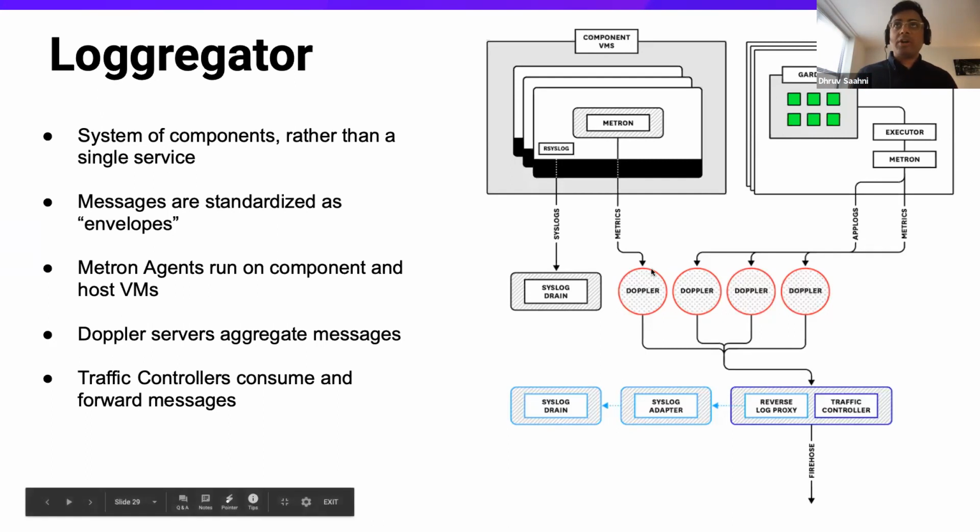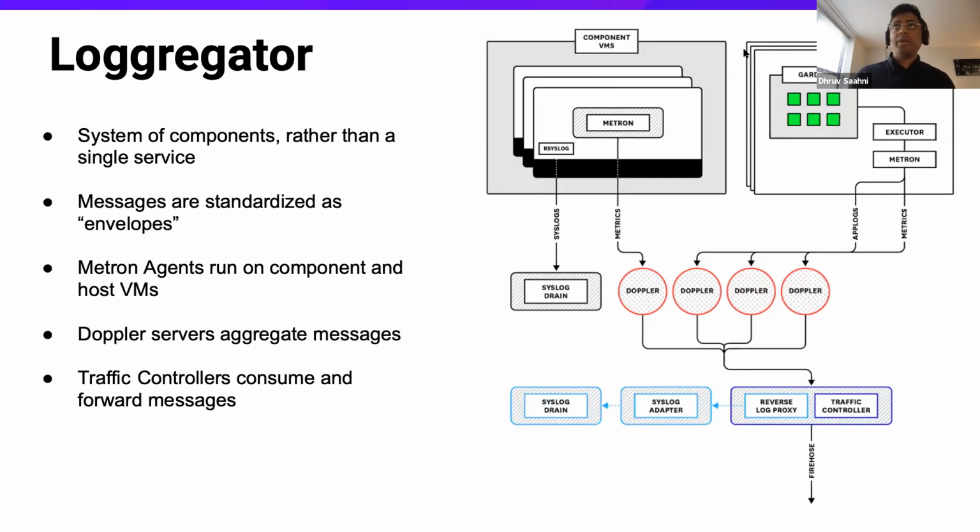So if you recall, I talked about component and host VMs earlier. The difference between them is pretty straightforward. Host VMs are the ones that actually host your containers, so essentially they're DAO cells. They run all the different Garden runtime components, versus the component VMs, which host your Cloud Foundry specific services. The reason for this distinction will become clearer in later slides, but there are slightly different ways to monitor these two. For now, just know that Metron agents run on all these VMs and do the collection.